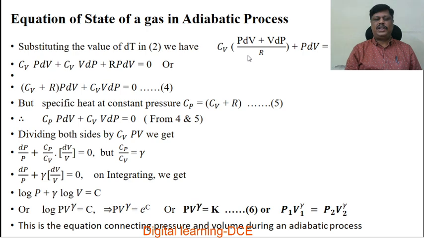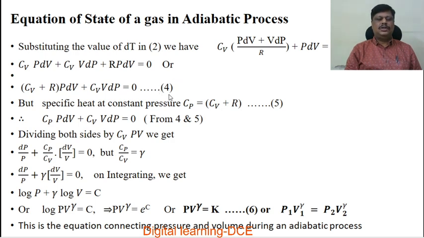On simplification, this equation becomes CV into PdV plus CV into VdP plus R into PdV is equal to 0. Here take PdV as common from these two, CV into PdV and R into PdV. Take PdV as common, we get (CV plus R) into PdV plus CV into VdP is equal to 0. Call this equation number 4.